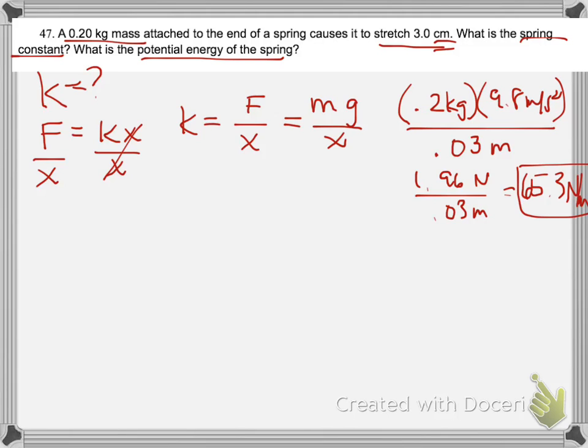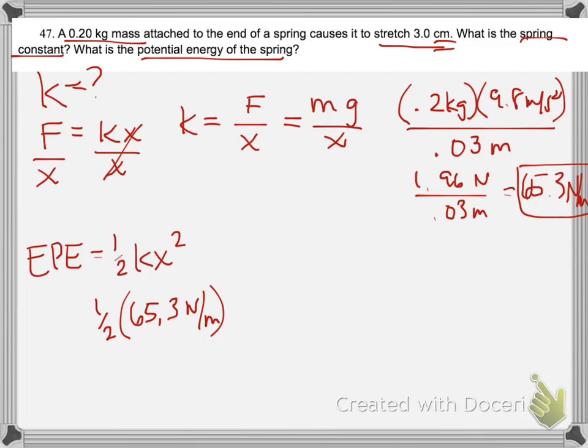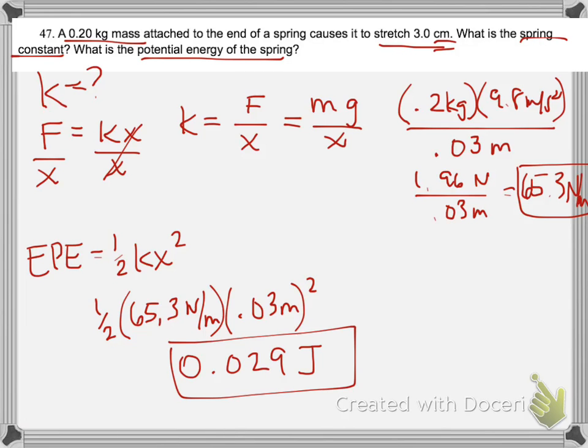So having your spring constant, or K, is the first part of the problem. And then the second part of the problem is finding your elastic potential energy. So again, that is half kx squared. So now that we have our K, we're using the same distance, or x, from the first part of the problem. So we have half times our answer, which was 65.3 Newton meters, times our x value of 0.03 meters, and that's squared. And when we plug everything in, we will get an answer of 0.029 joules for our elastic potential energy.